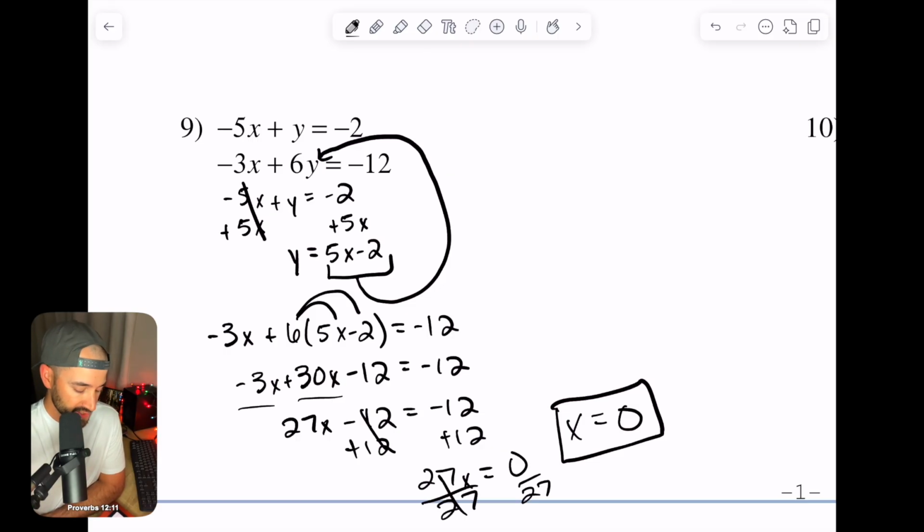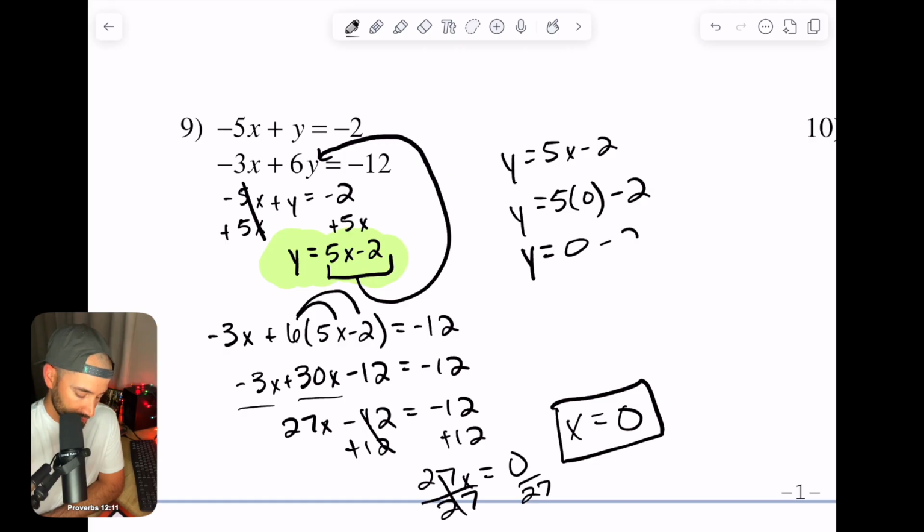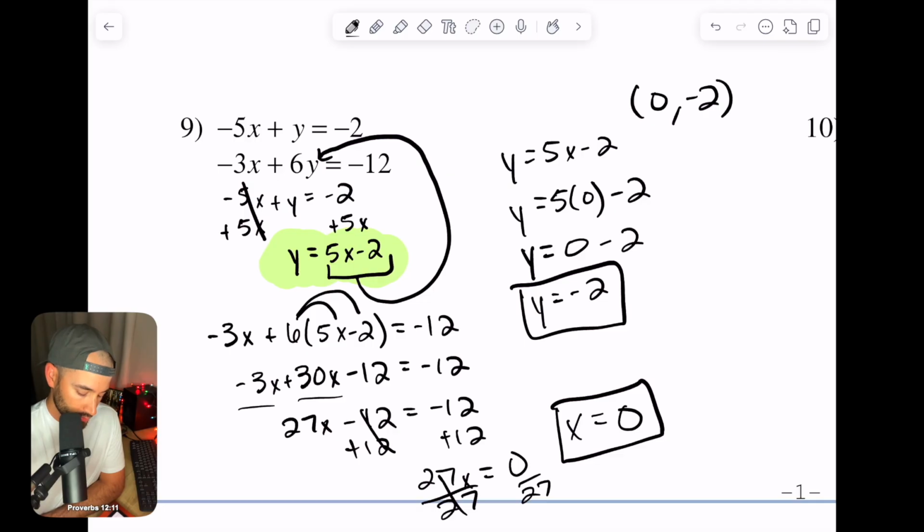And again, we're going to do the same thing we've been doing. We're going to use this nice simple equation right there, y equals 5x minus 2, and we're going to plug in 0 for x. So y is equal to 5x minus 2. We can plug in 0 for x, and so that'll give us y is equal to 5 times 0 is 0, minus 2 is negative 2, so y is equal to negative 2, and so our full solution is 0, negative 2, and that is our final answer.